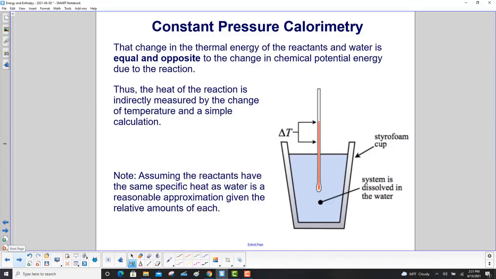That change in the thermal energy of the reactants in water, measured by the thermometer here, is equal and opposite to the change in chemical potential energy due to the reaction. Thus, the heat of the reaction is indirectly measured by the change of temperature in a simple calculation. Assume that the reactants have the same specific heat as water. That's a reasonable approximation given the relative amounts of each. There's way more water than reactants.